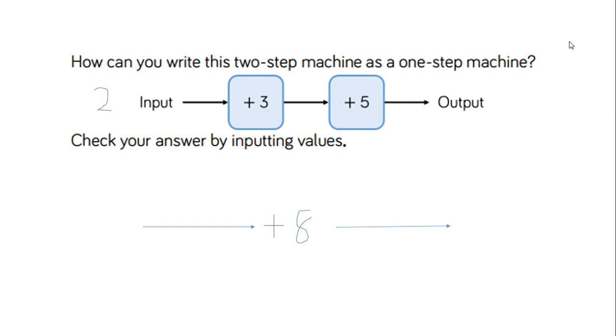So I'm going to put 2 into it. 2 plus 3 is 5. 5 plus 5 is 10. Okay, let's just check that my single function machine is the same. I'm going to input 2. 2 plus 8 makes 10. Yes, I'm confident I've got the right answer because I've checked it.